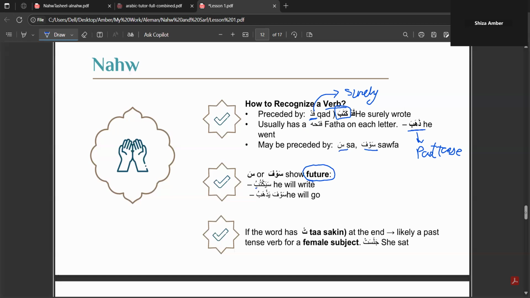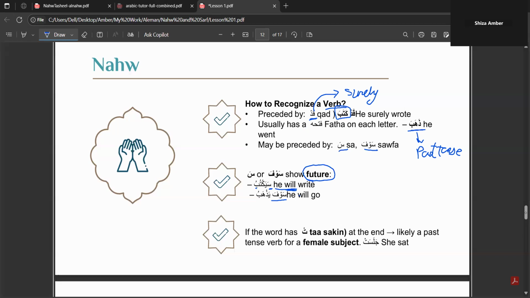So, for example, sayaktubu. Seen is attached before a word, right? So you will automatically translate it into future tense, that he will write. Sayaktubu, he will write. Or if there's a word sawfa yazhabu, because I told you that zahaba means he went, so sawfa yazhabu, he will go.